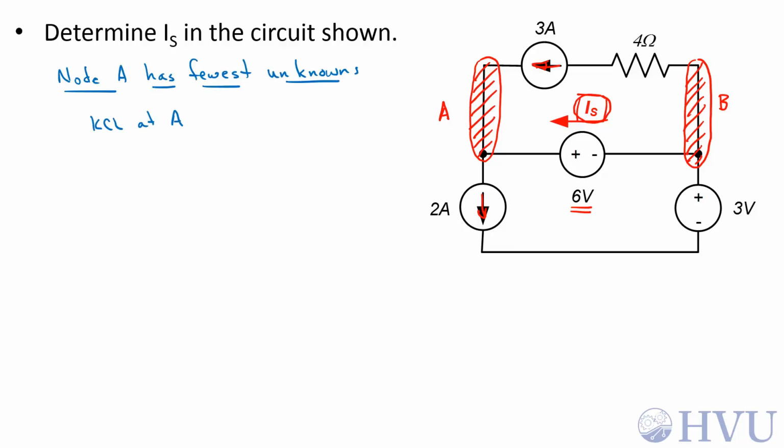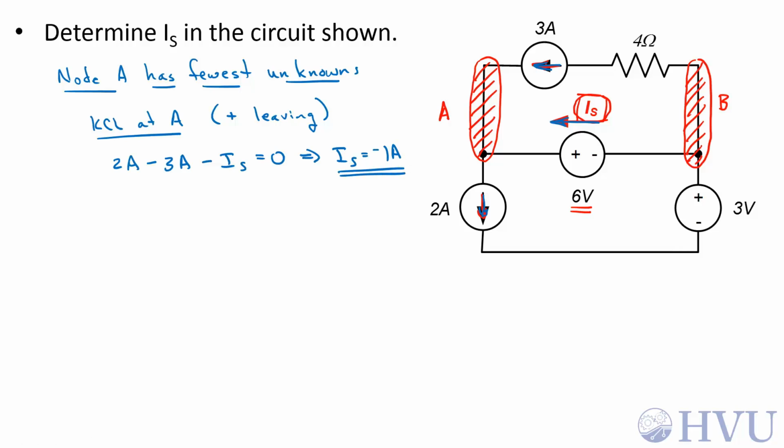And I'll arbitrarily assume that positive currents are leaving the node. With that assumption, 2 amps is leaving the node in this direction, so that's a positive 2 amps. 3 amps is entering the node from the 3 amp source, so that's a negative contribution, minus 3 amps. And I sub s is entering the node, which is also a negative contribution. Those sum to 0. If I do that arithmetic, I sub s is equal to minus 1 amp, and we're done with the problem.